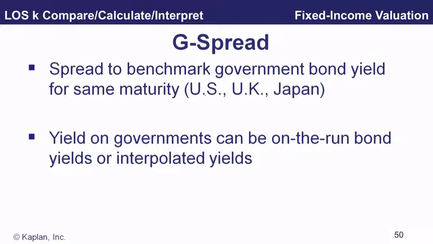Now the yields for the governments can be on-the-run bonds, and that means bonds that have been very recently issued, they're actively traded, very liquid, or we can use interpolated yields. Remember when we constructed our government bond yield curve, we did the 1, 3, 5, 7, and 10, and then we do straight lines between the points. Those are going to be our interpolated yields for maturities between those dates we calculated them for.